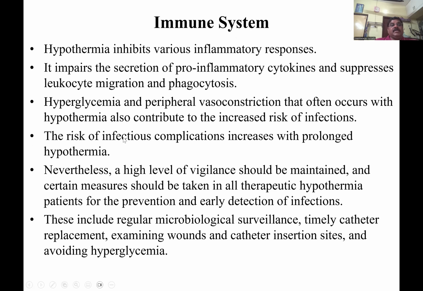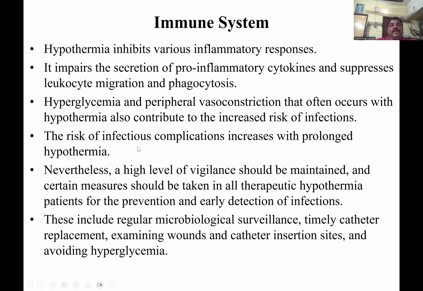The immune system is also affected. Hypothermia inhibits various inflammatory responses. It impairs the secretion of pro-inflammatory cytokines and suppresses leukocyte migration and phagocytosis. Hyperglycemia and peripheral vasoconstriction that often occur with hypothermia contribute to the increased risk of infections.